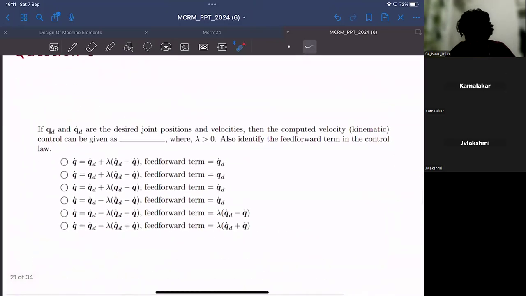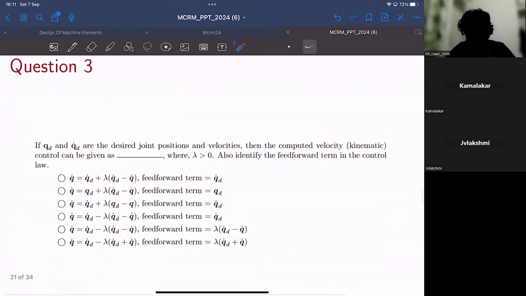Okay, so moving on to question 3. If q_d and q_d dot are the desired joint positions and velocities, then the computed velocity control can be given as, out of these options, where lambda is greater than 0. Also identify the feed forward term in the control law.